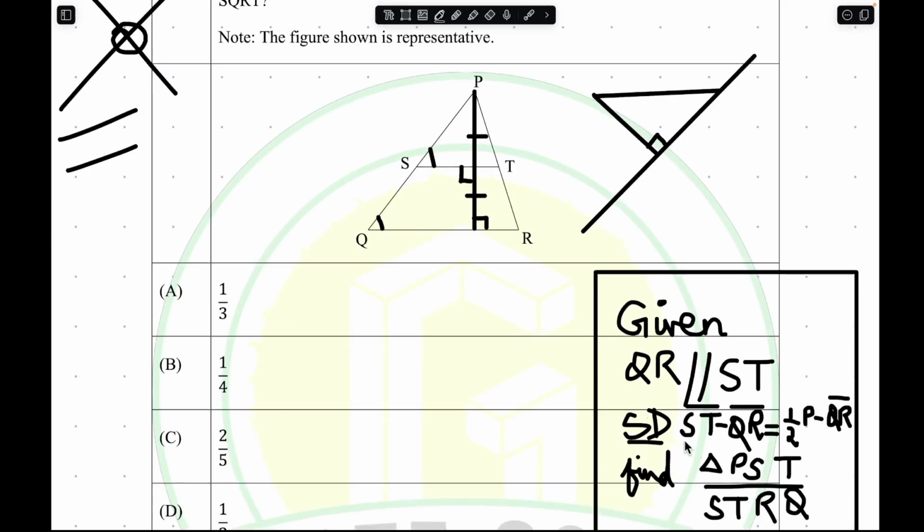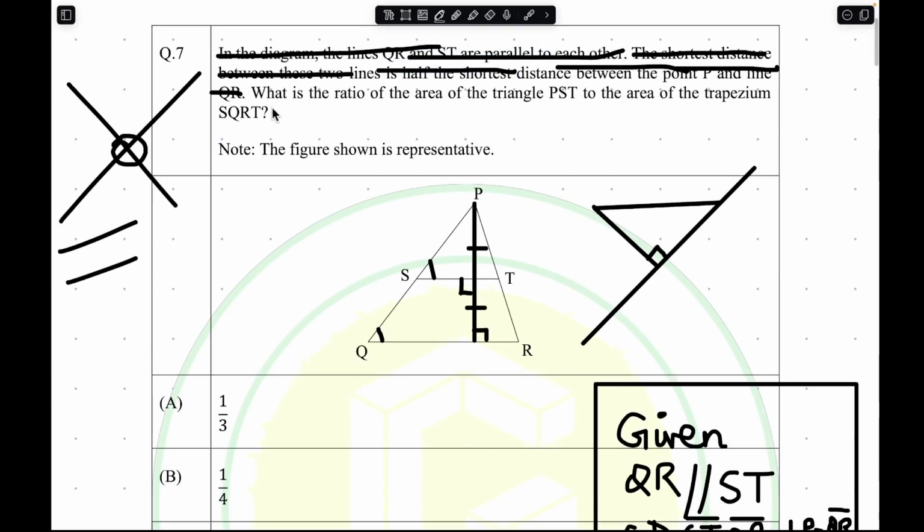I have written that information over here: the shortest distance, that is the perpendicular distance, from ST and QR is equal to half of the distance. This distance is half of this whole thing. I have written it over here in the given section of the question. Now let's read what the question actually demands.